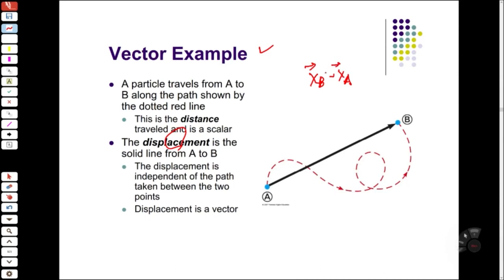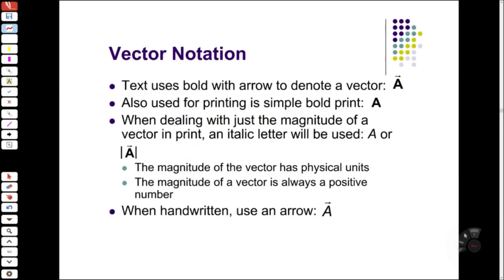So the vector is this one. The magnitude of the vector is the distance of this. That is the magnitude of the vector. And then the direction is in this direction. Okay. So for vector notation, usually you put an arrow on top of it, or just boldface. And for magnitude, you just put two bars in front and in the back. Okay.